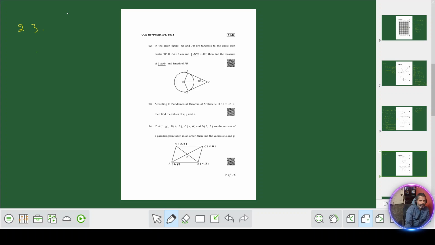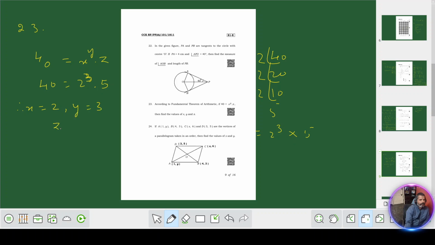What is given? Just write it. 40 equal to x to the power y into z. Okay, when you factorize 40: 2 into 20, 2 into 10, 2 into 5. That is 2 cube into 5, right? Just write that one more time, 2 cube into 5. So now compare this, you get x, y, z. Therefore, x equal to 2, y equal to 3, z is equal to 5. Okay, very simple.